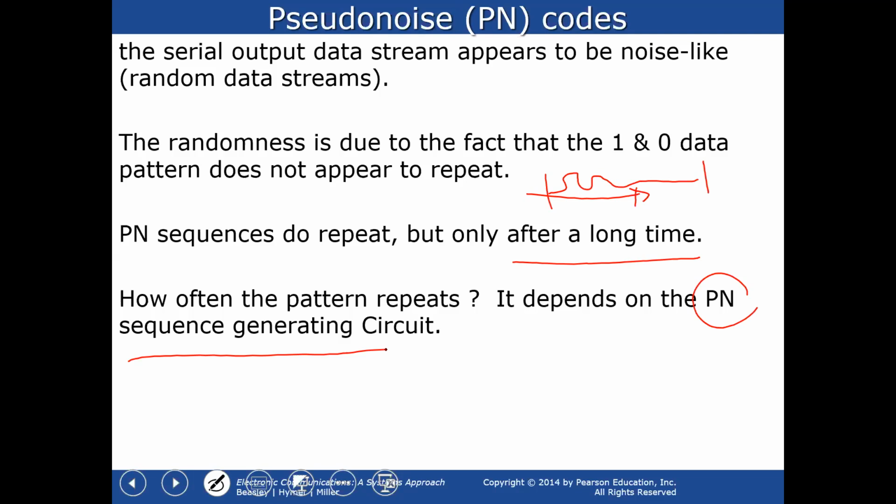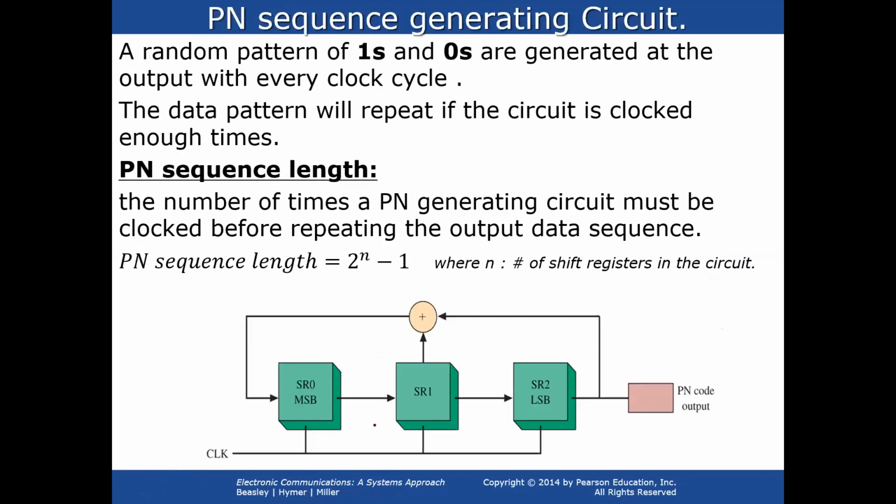So if you want to tell how often that pattern is going to repeat, after how many clock cycles, will it be after every 5 clock cycles, after 10, after 100? This will be determined by your generating circuit.